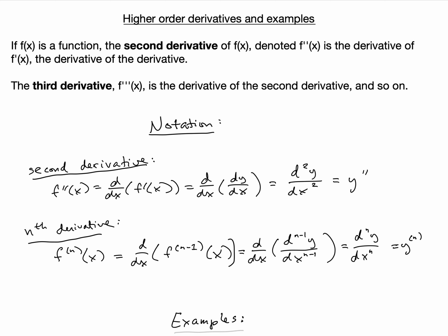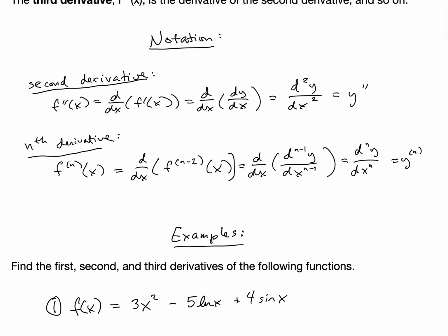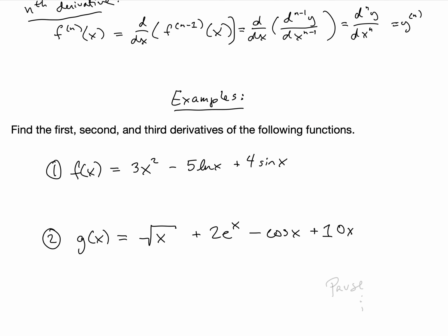So let's just do a couple examples. Let's find the first, second, and third derivative of each of those functions below. So our first function is f of x equals 3x squared minus 5 times the natural log of x plus 4 times the sine of x. And our second function, g of x, is the square root of x plus 2e to the x minus cosine of x plus 10x. So I encourage you to pause, grab a piece of paper, and try each of those out. Find the first, second, and third derivatives of each of those functions.